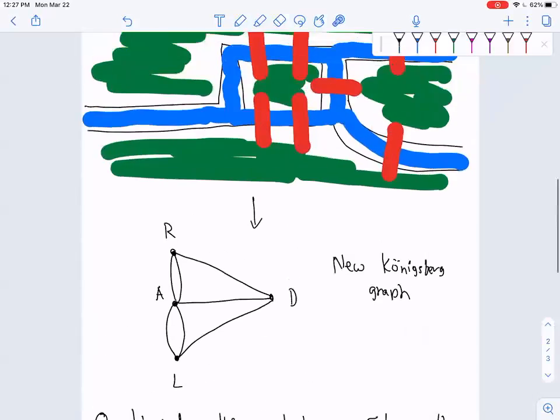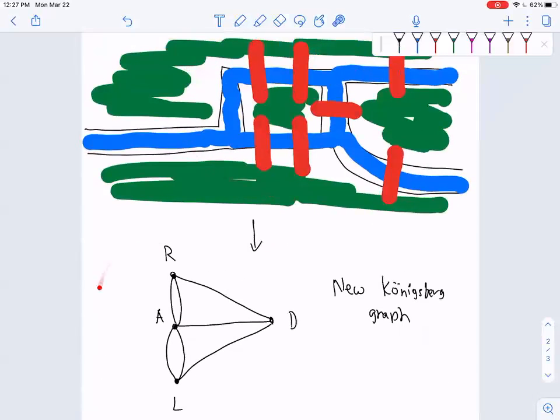Are there any questions about how I turned this diagram into a graph like this? It's sort of you see it or you don't. So if you don't see it, let me know and we can discuss it more.